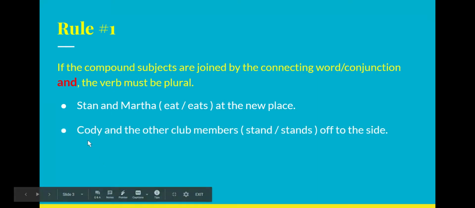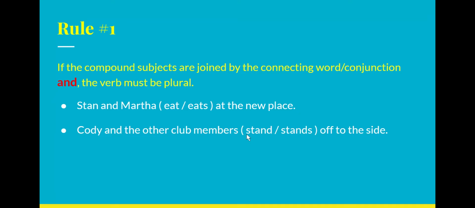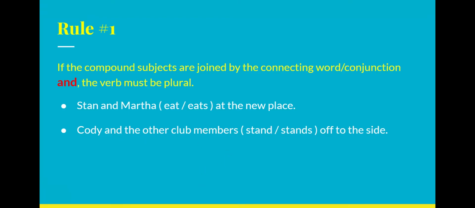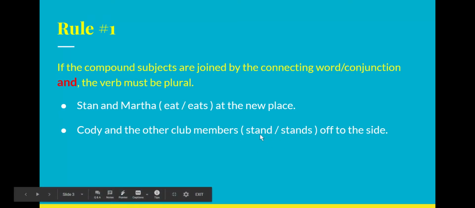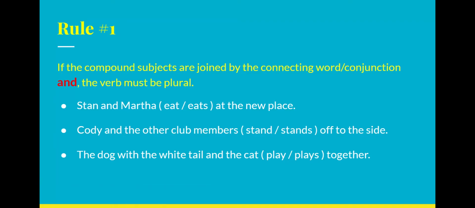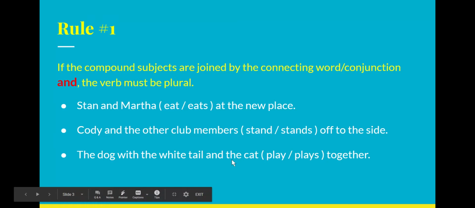Another example, Cody and the other club members stand or stands off to the side. So I'm talking about both Cody and the club members, right? So there's one Cody plus who knows how many club members. That's definitely plural. So I would need the plural verb stand off to the side. Another example, the dog with the white tail and the cat play or plays together. So I'm talking about a dog, happens to have a white tail, and a cat. That's definitely plural, right? I'm talking about two animals, so I need a plural verb, play.